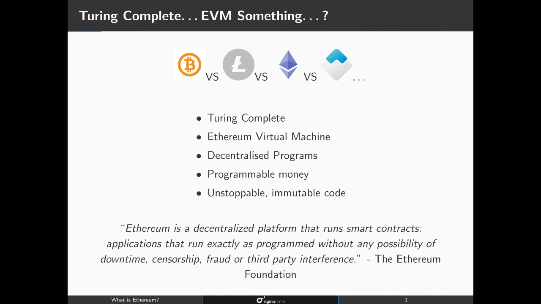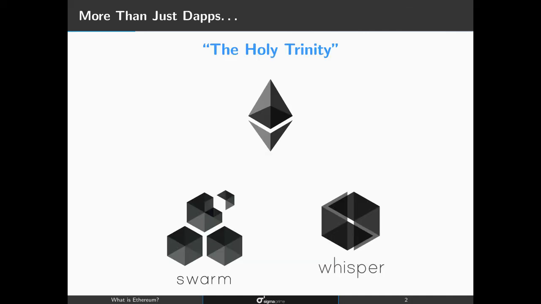So, Ethereum, it's more than just dApps. In the Ethereum community, there's a coined frame called the Holy Trinity. And this is a unification of three different kinds of technologies. The first one is Ethereum, which is this logo, which hopefully everybody here at least has some understanding of what that is. The second one is Whisper.